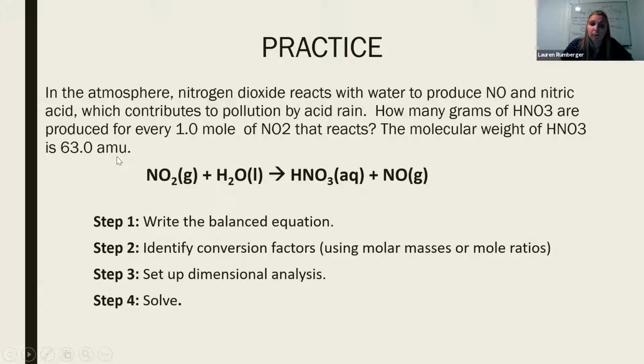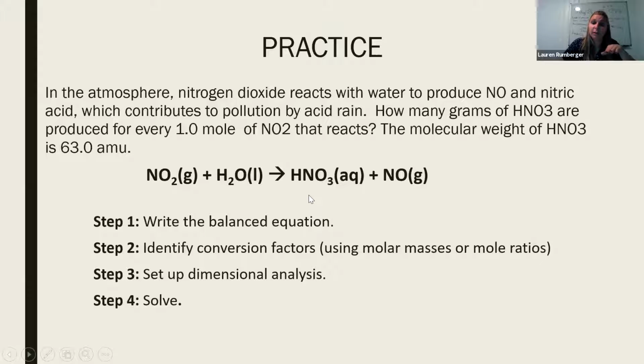Okay, so let's take a moment to think about what is happening in this problem. First of all, we're given this chemical equation, and we're going to need to ask ourselves if it's balanced. If it is not balanced, we will balance it. Once it is balanced, you will then need to figure out, what is this problem asking me to solve? It's asking me for every 1 mole of nitrogen dioxide that reacts, how many grams of nitric acid is formed?